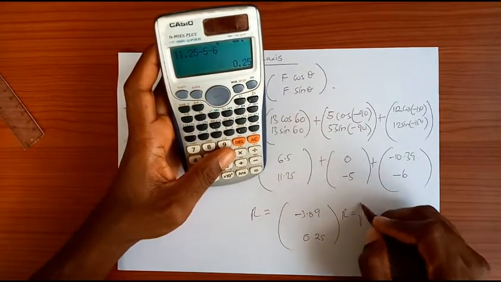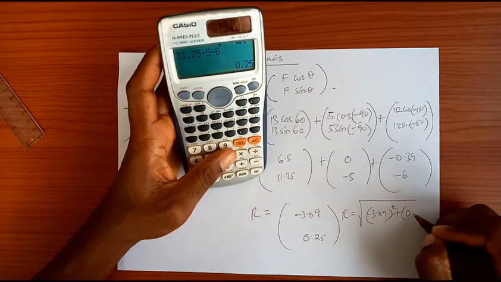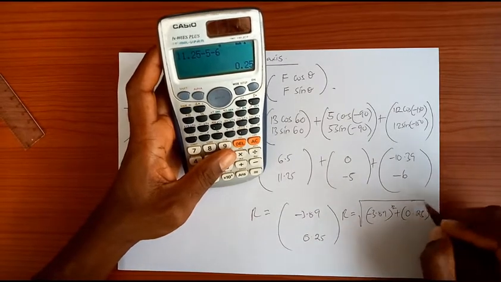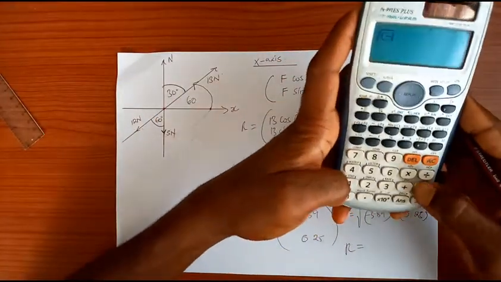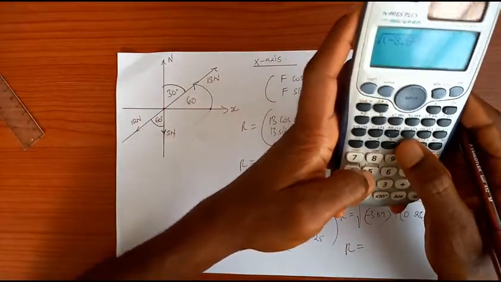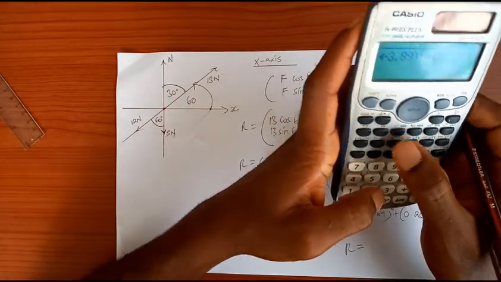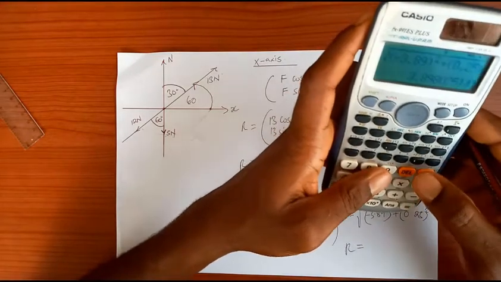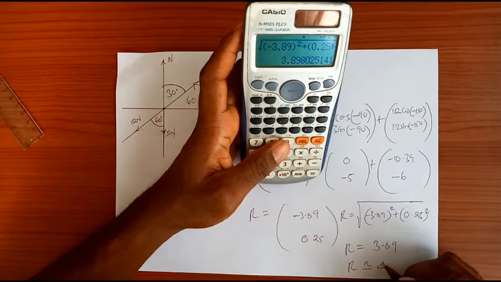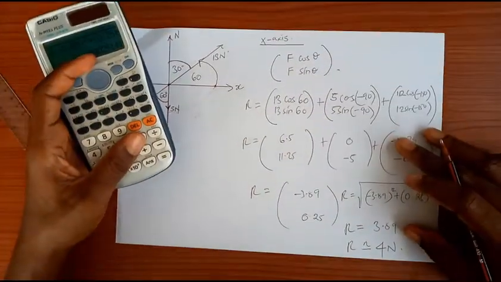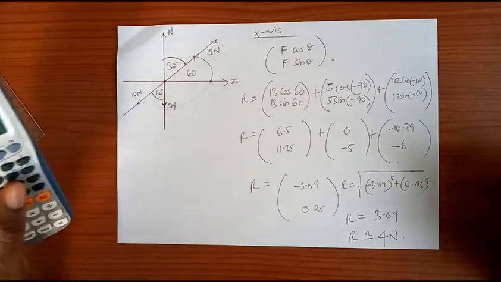So my resultant is the root of negative 3.89 squared plus 0.25 squared. So my R is the root into bracket negative 3.89 squared plus 0.25 squared. This gives me 3.89, and R is approximately 4 newtons. So we are getting the same answer as resolving on the x and the y, okay?